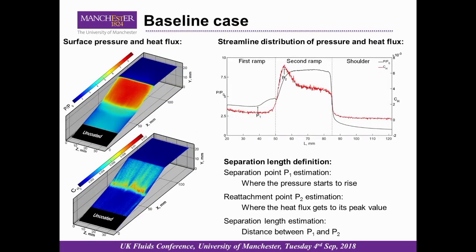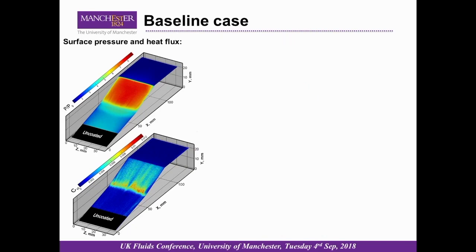So the flow for the baseline case. This is the surface pressure, and this is the surface heat flux. Both of these 2 parameters follow a similar trend. They stay at a lower value on the first surface, then get higher on the second surface, and then lower again on this flat surface.